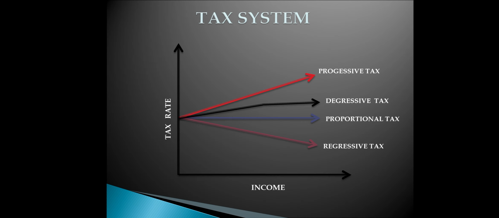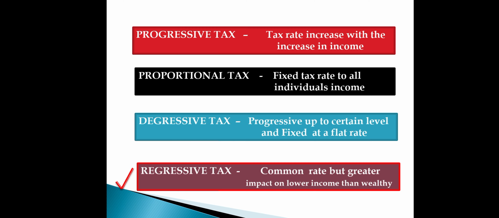Tax system. Tax system is said to be a progressive tax, digressive tax, proportional tax, and regressive tax. Progressive tax means tax rate increases with the increase in income. Digressive tax system means progressive up to a certain level and then fixed at a flat rate of tax. Proportional tax means a fixed tax rate for all individual income, whereas regressive tax means a common tax rate but greater impact on lower income than wealthy. This tax system of regressive tax has been practiced in India.